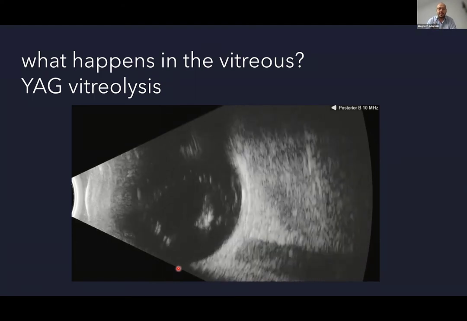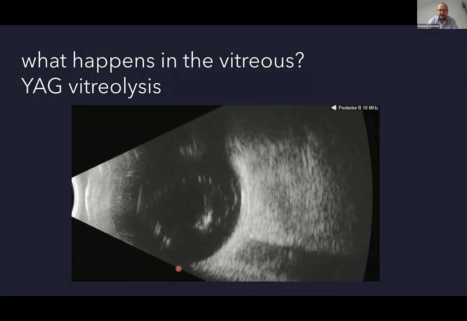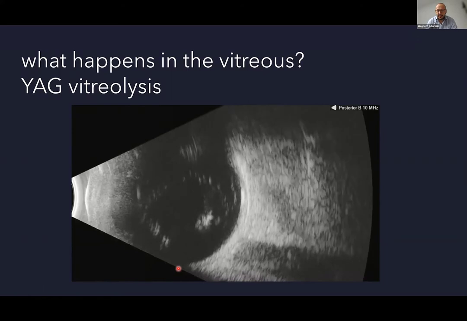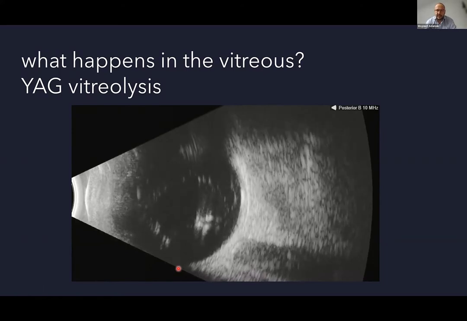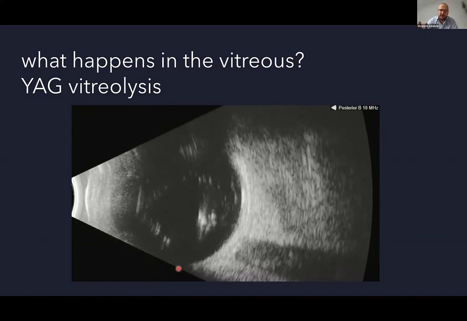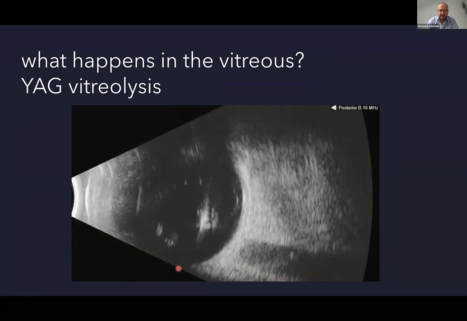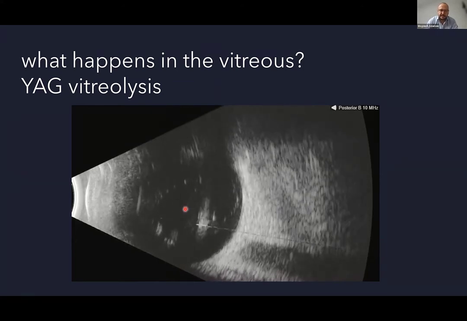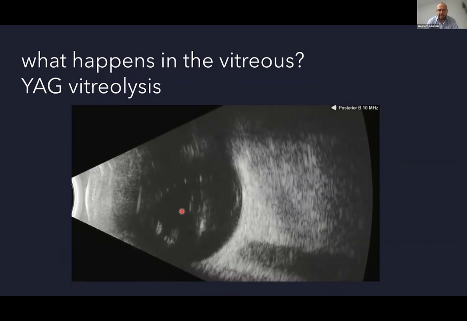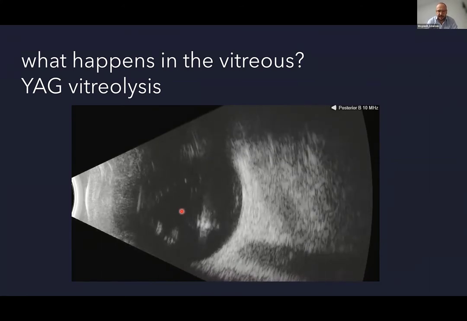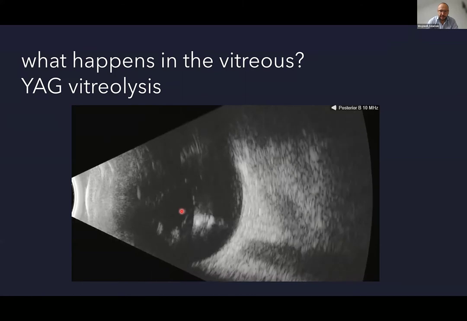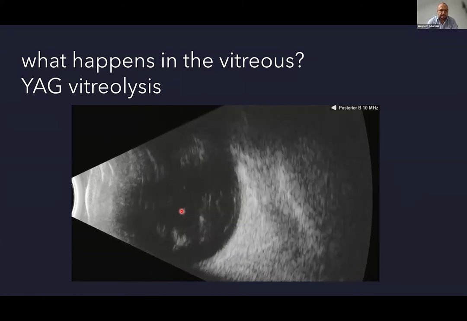Because when vitreolysis was being introduced, there was a lot of talk that it can damage the retina, it can cause macular holes, it can cause retinal tears, it can cause retinal detachment. So here we can see that it's a very local process, and it really only affects the floater that we're currently aiming at.